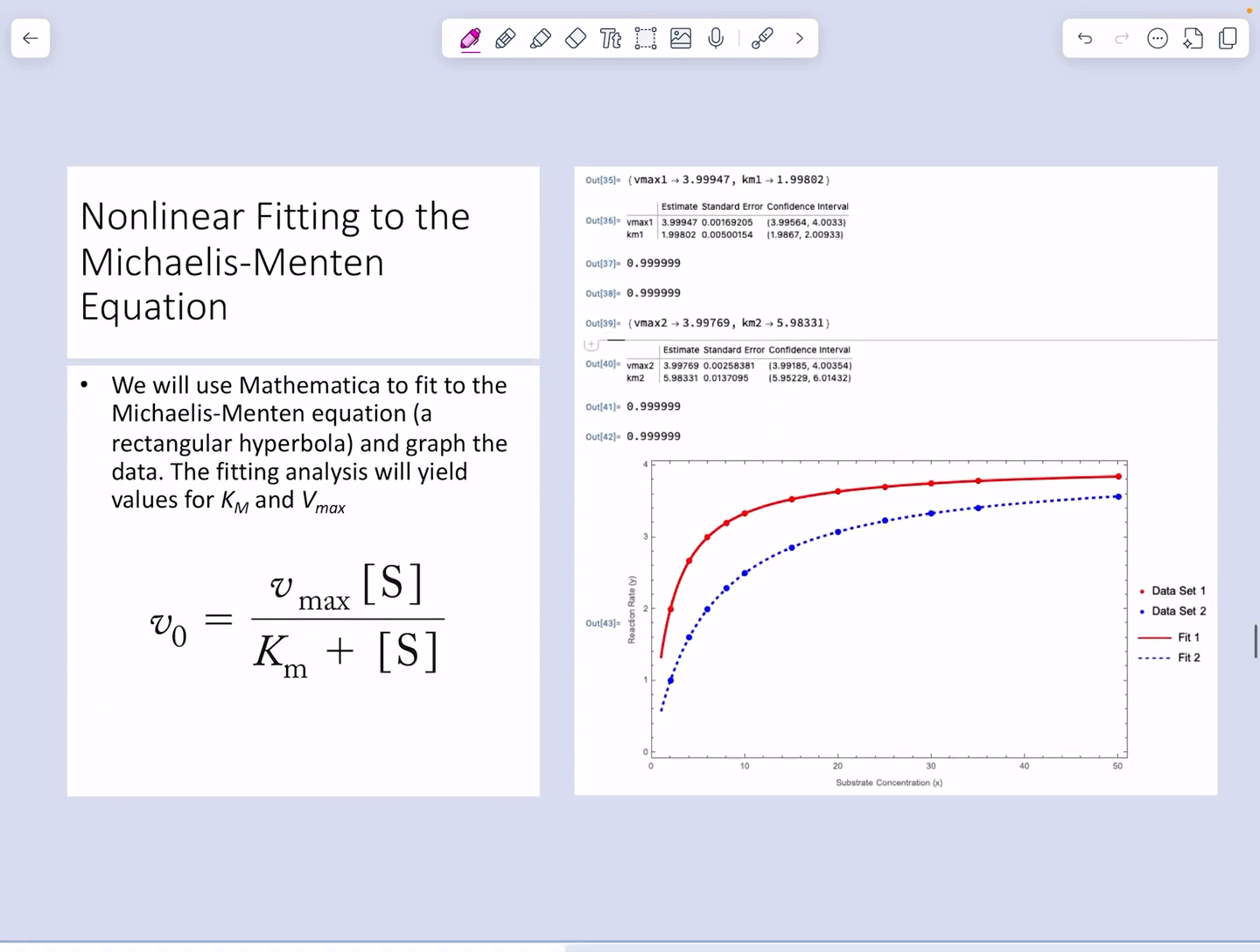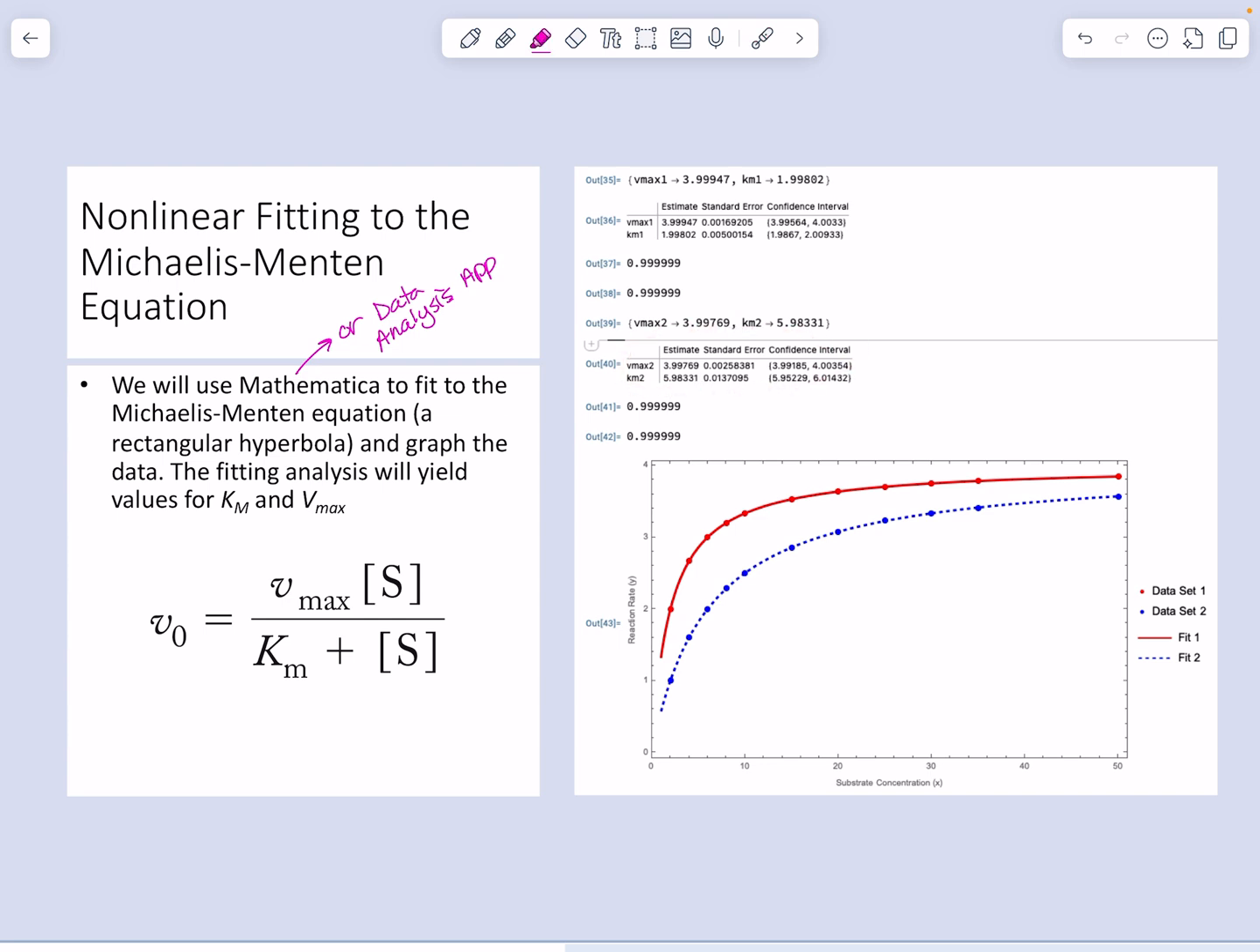So this is what a nonlinear fit to the Michaelis-Menten equation looks like. We're going to use Mathematica or the data analysis app. The data analysis app is easier, and given the time we have, we'll do it that way to fit to the equation. So you'll notice I have some data represented by the dots here, and when I fit that data, it gives me values for my Km and my Vmax, okay?